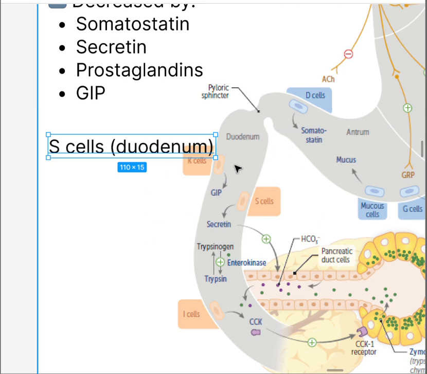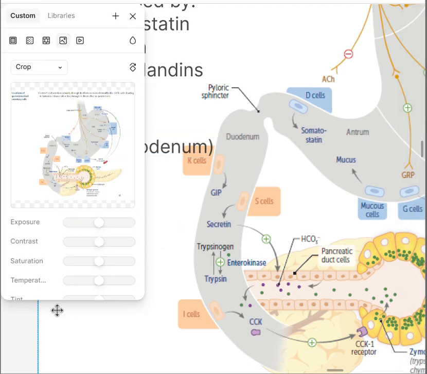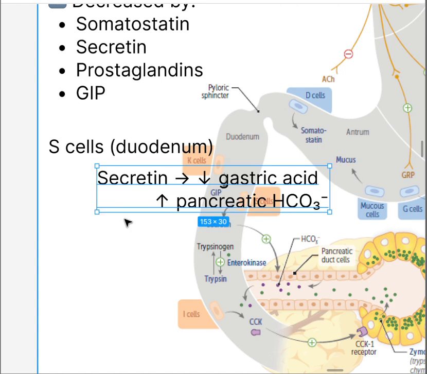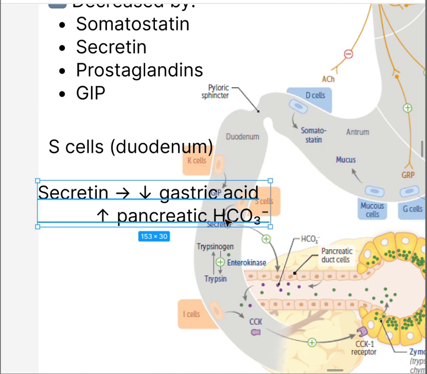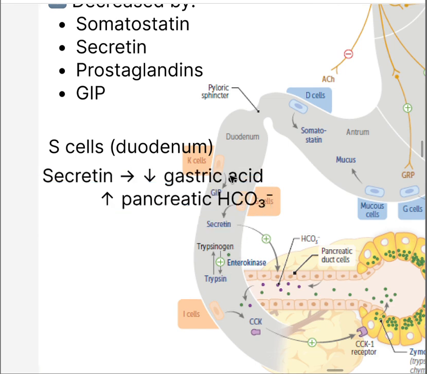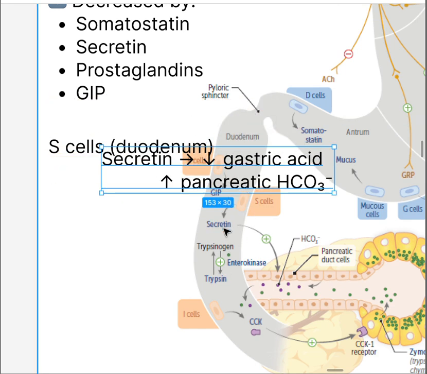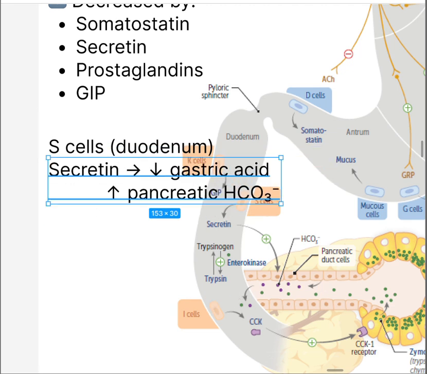So when acid enters the duodenum from here, this S cell is triggered to form the secretin, and the secretin basically leads to decreased gastric acid, right? It leads to decreased gastric acid and it increases pancreatic hydrogen carbonate. So this secretin, as you can see here, goes and increases the hydrogen carbonate coming from this pancreas and it decreases the gastric acid. So it basically neutralizes the acid that is coming from the stomach.